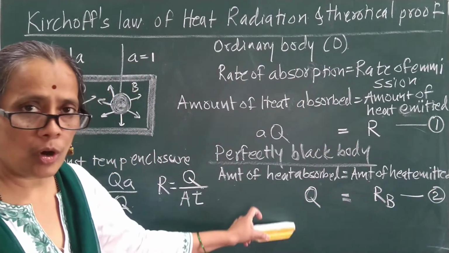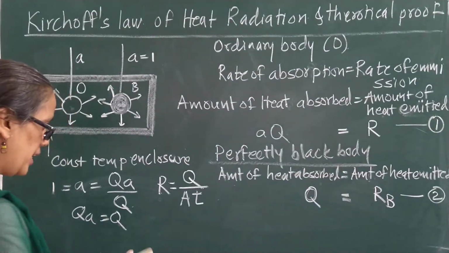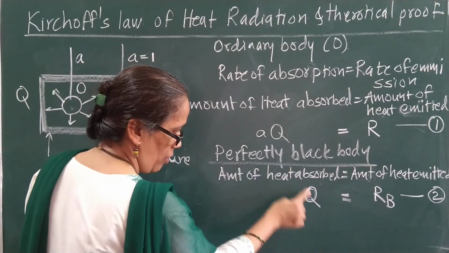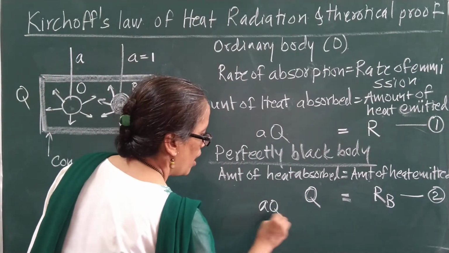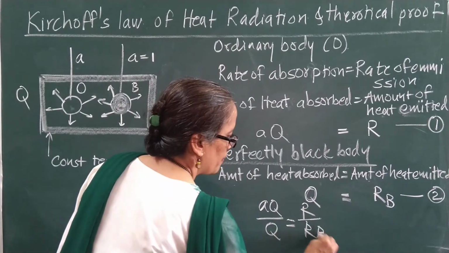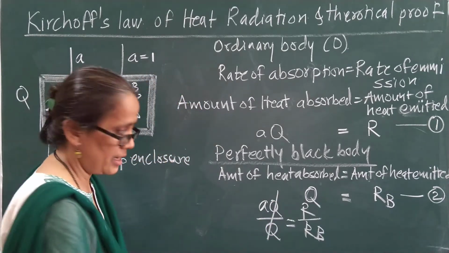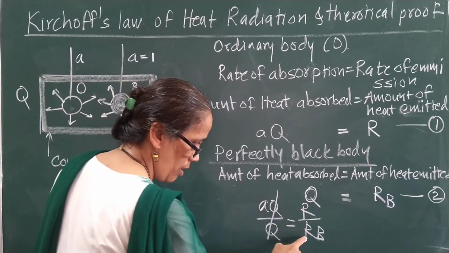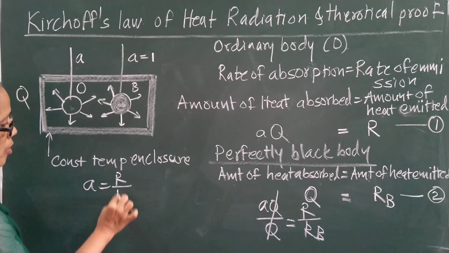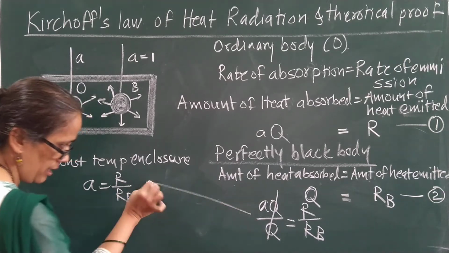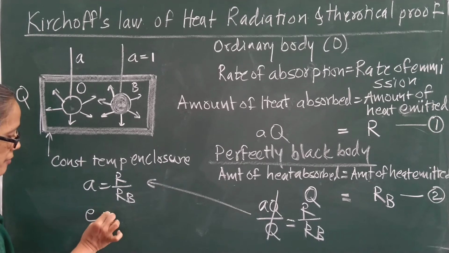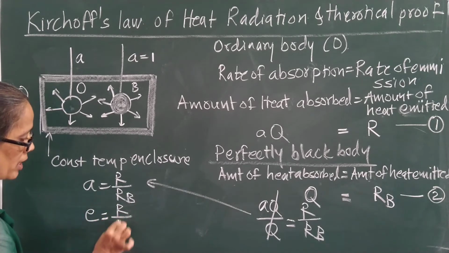Now if I take the ratio of these two equations, I am going to write down, see here, AQ upon Q is equal to R upon RB. The Q factor will get cancelled. What am I getting? A is equal to R upon RB. This I am getting here. And what is our definition of emissivity? Emissivity definition: E is equal to R upon RB.